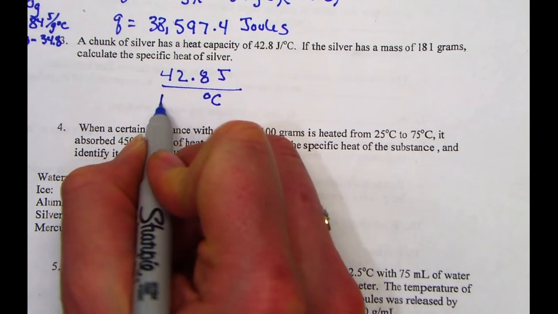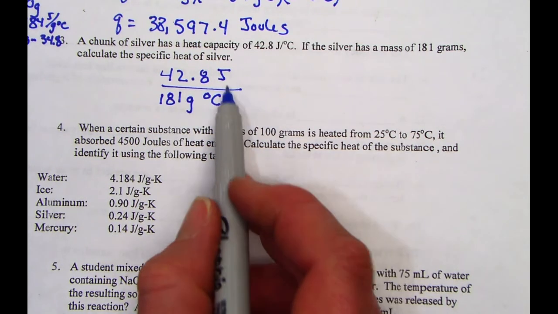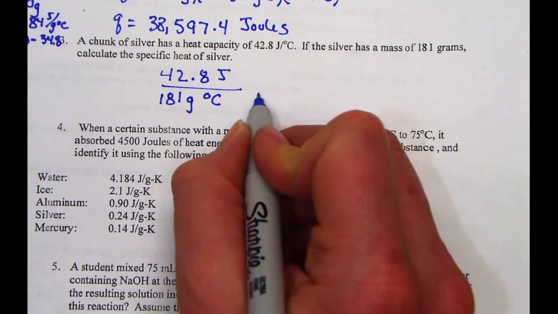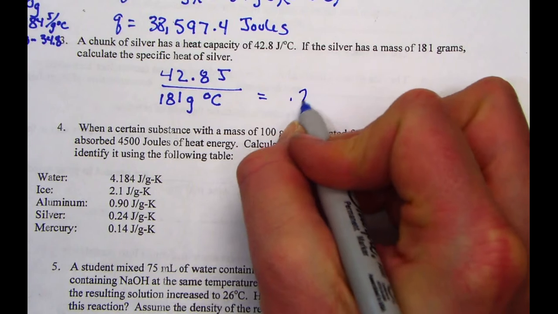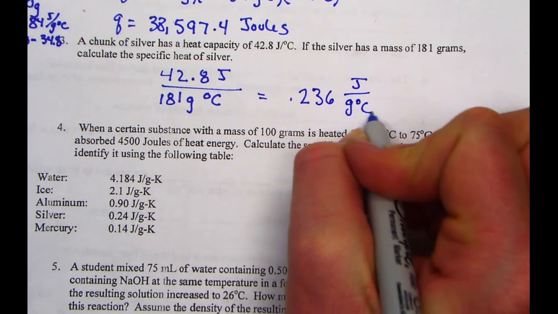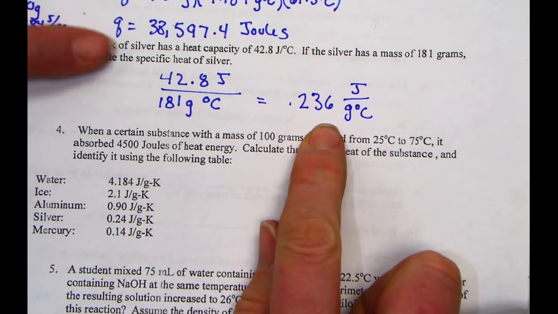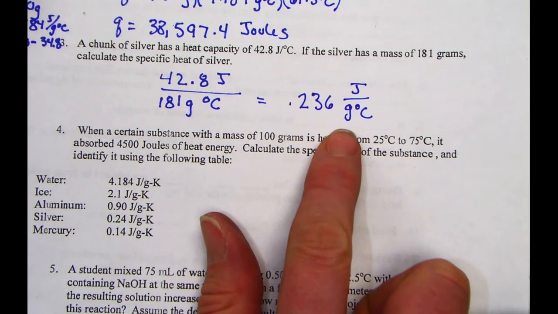By introducing the mass on the bottom, we can introduce that gram variable to convert joules per Celsius into joules per gram degree Celsius, our target unit for specific heat. We'll simply take 42.8 divided by 181, and I show on my calculator 0.236 joules per gram degree Celsius, our specific heat for silver. Heat capacity is the entire object. Specific heat is if we had 1 gram of the object.